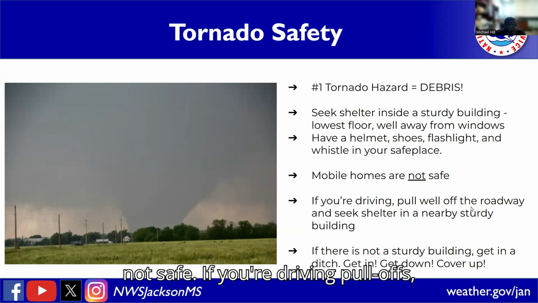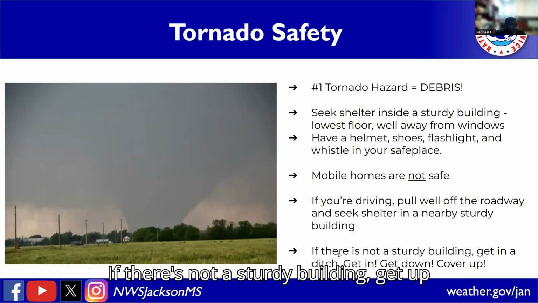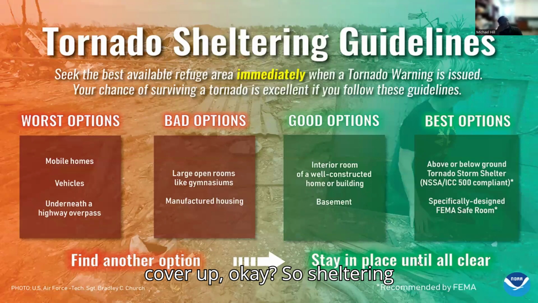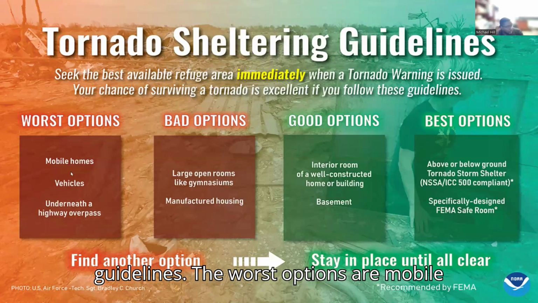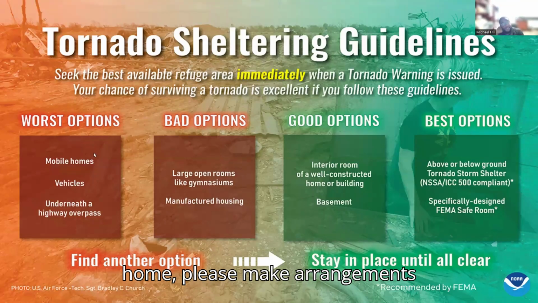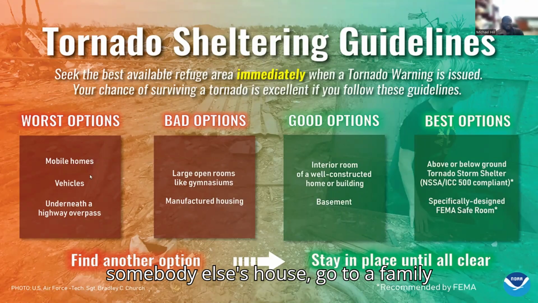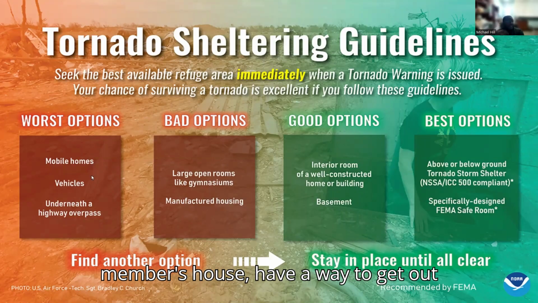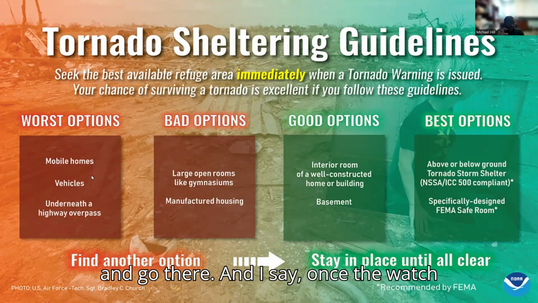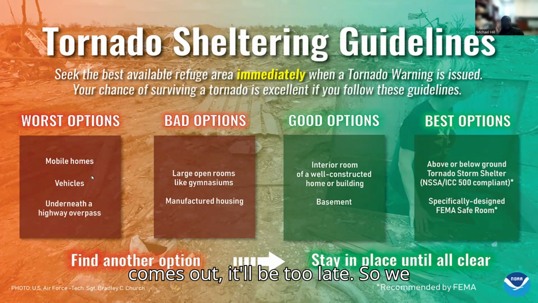If you're driving, pull off the roadway and find a nearby building. If there's not a sturdy building, get in the ditch and get down and cover up. Okay. So, sheltering guidelines. The worst options are mobile homes and vehicles. If you're in a mobile home, please make arrangements beforehand to go to a sturdy building or somebody else's house. Go to a family member's house. Have a way to get out and go there. And I say, once the watch comes out for a tornado watch, go to your safe spot then, because once the warning comes out, it'll be too late.